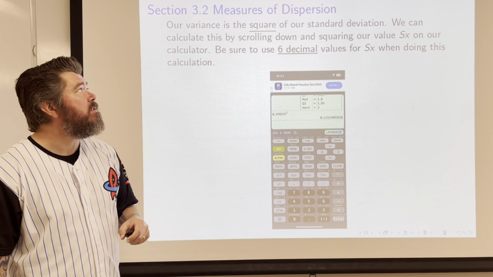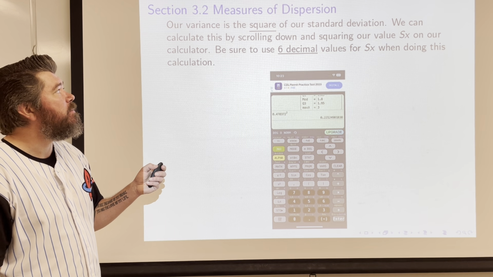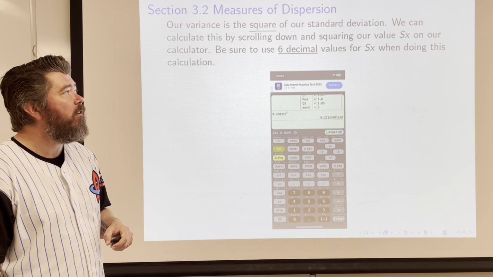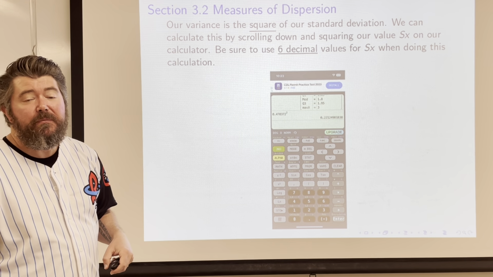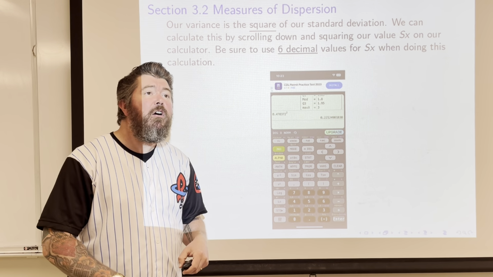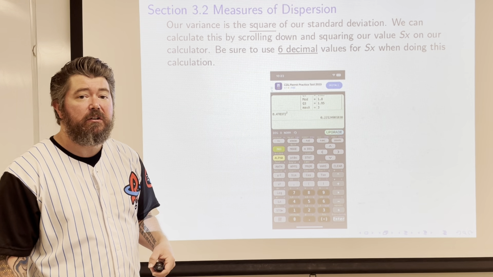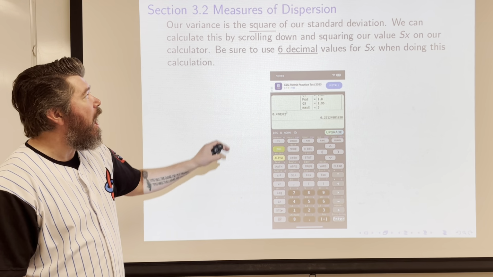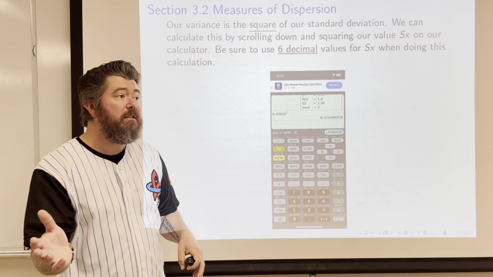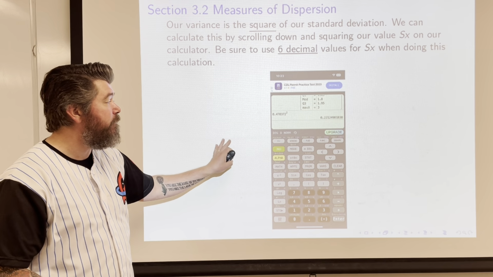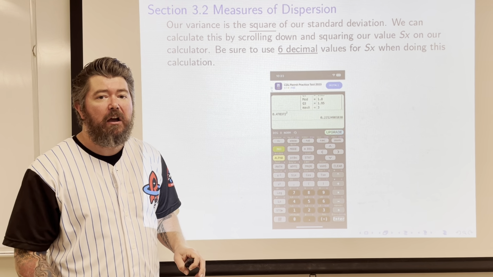Our variance is the square of our standard deviation. We can calculate this by scrolling down and squaring our value Sx on our calculator. Now, the book involves a rounding rule where it says to round to a certain number of decimals. I always like to use 6 decimals because this guarantees later on, in our future chapters, that we're not making an error in our calculation.